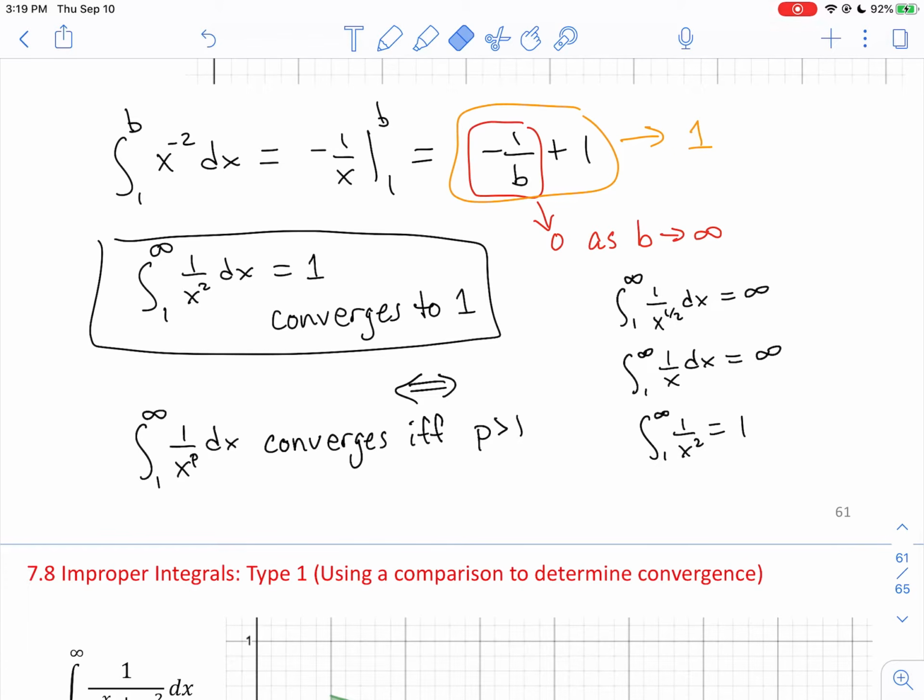When p was 1, we had this case, where we had divergent. When p was less than 1, such as this example, we had divergent still. But when p went more than 1, such as this case, we got convergent.